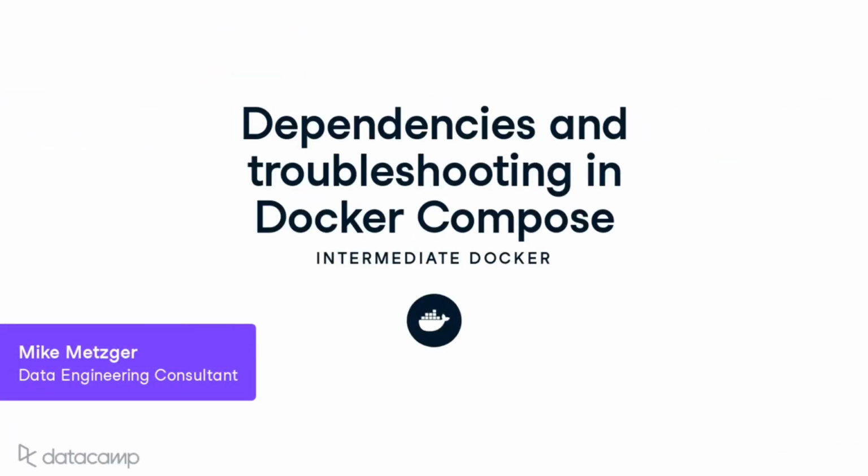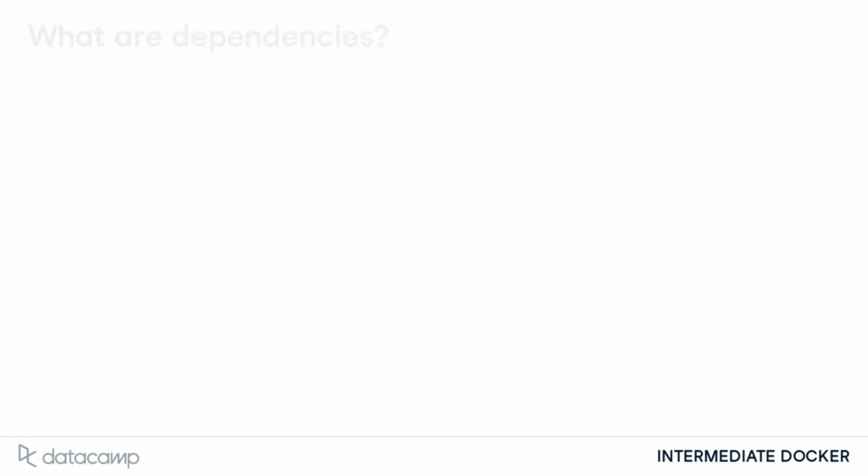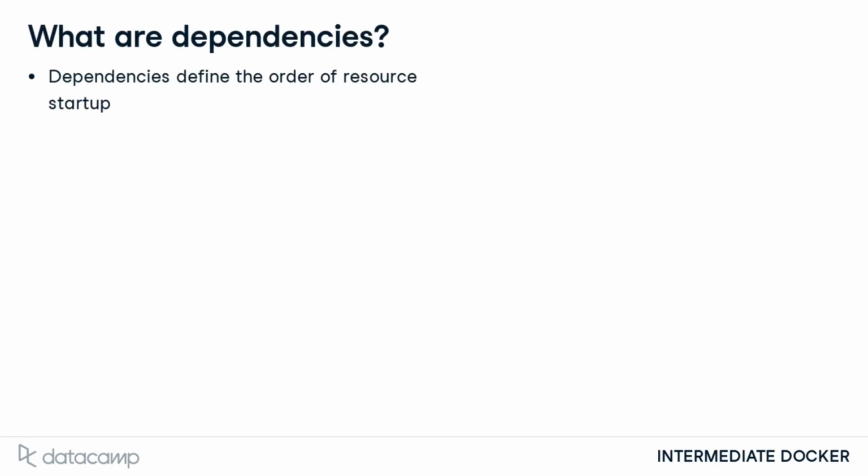Welcome back. We're getting near the end of our course, so let's cover one last new topic in Docker Compose: dependencies. So what are dependencies? Dependencies in Docker Compose define the order of resource startup. Resources, meaning containers, may require other resources to be in place first.